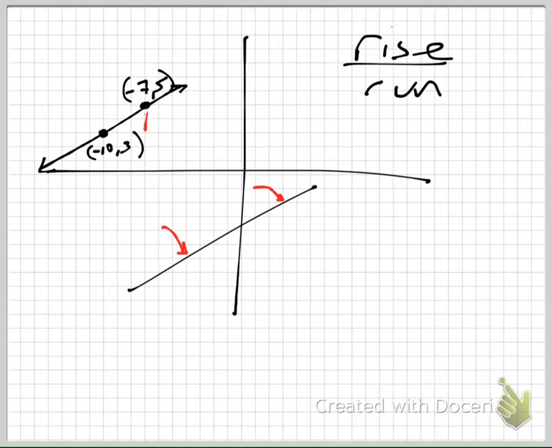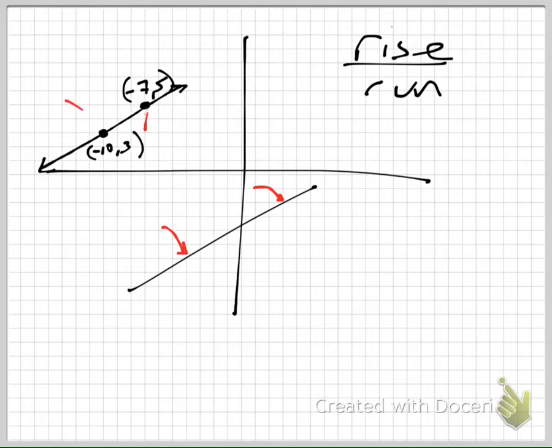Gigi? No. So what did I rise? When I went down 2, what was my rise? When I went up 2, what was the rise? How far did I go up when I went up 2? 2. The rise was 2, right?